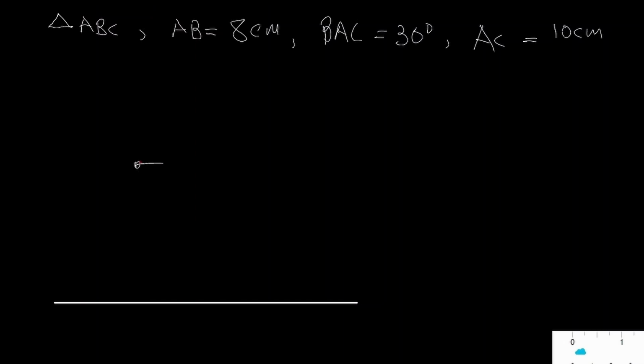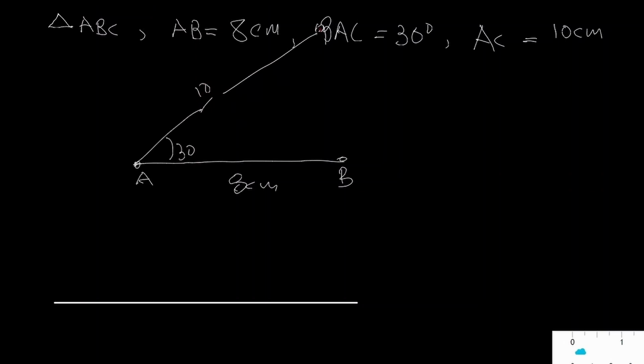So first, start the straight line and identify your point AB as 8 centimeters. And next, you will need to construct a 30 degree angle at A, which would be this angle here, and then you measure along it until you get 10 centimeters. Where you have that, draw the line to complete your triangle. So let's get rid of this and proceed with our construction.